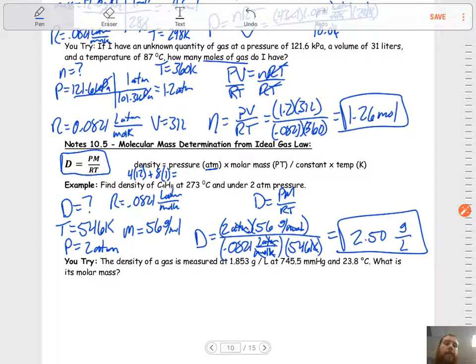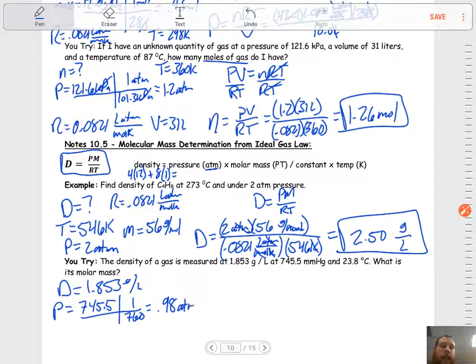Pause this video right now, and you try the last problem here. All right, so we are given the density this time, 1.853 grams per liter. We have a pressure, but notice our pressure is in millimeters of mercury, 745.5. We've got to get that to atmospheres, divide by 760. When we do that, you should get 0.98 atm. We have a temperature in Celsius. Add 273 to it right away, 296.8 Kelvin.